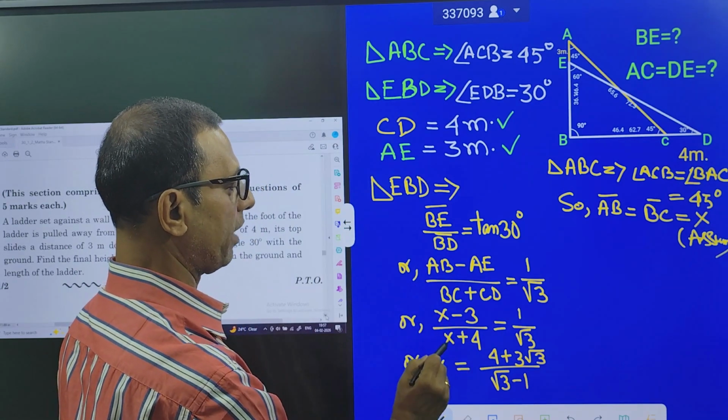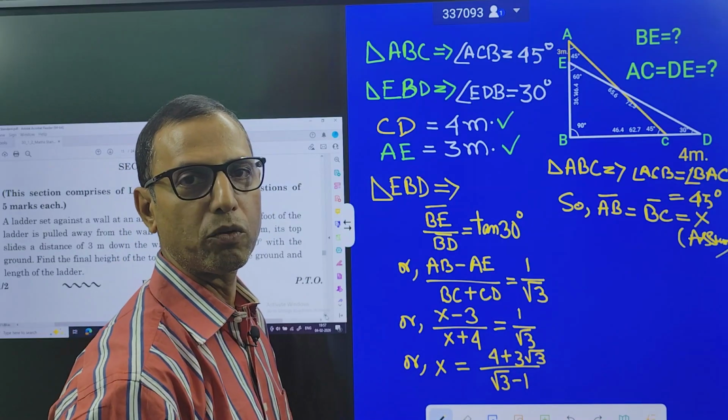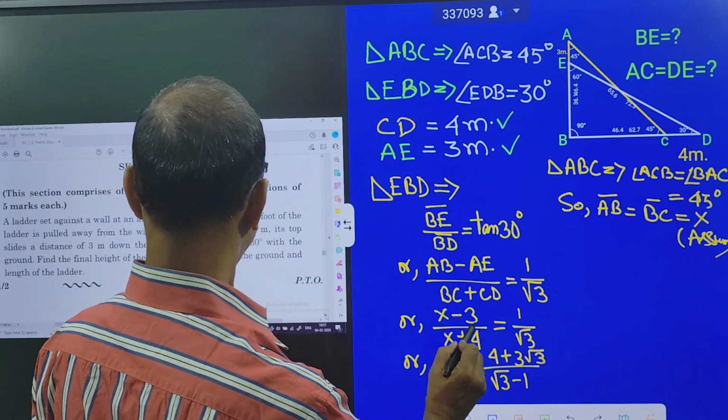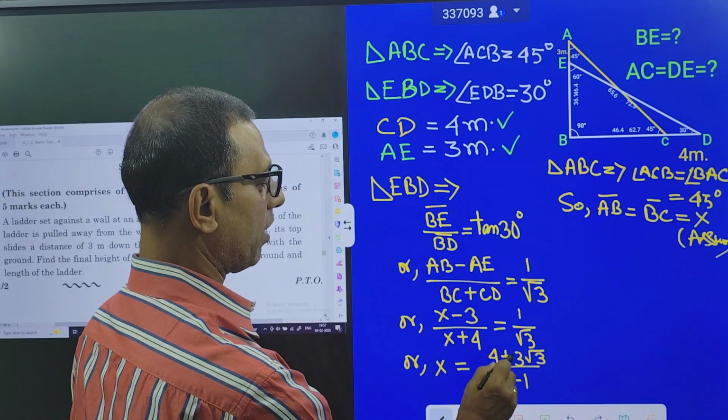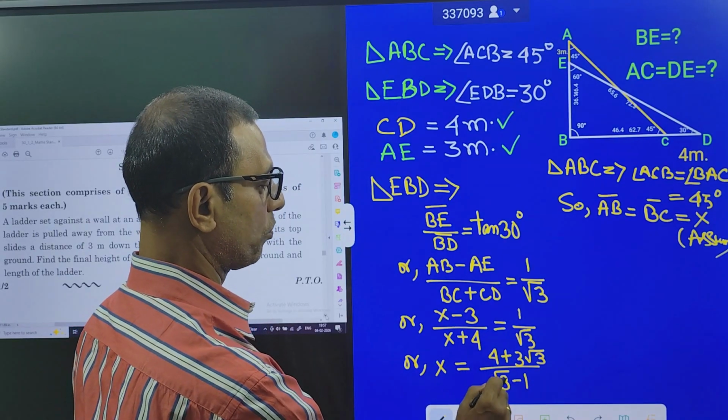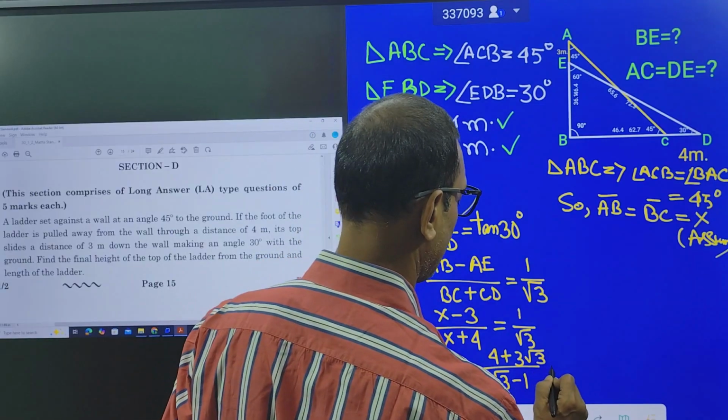X minus 3 by X plus 4 equals 1 by root 3. Okay, so if you simplify the value of X, it will come 4 plus 3 root 3 by root 3 minus 1, that is equal to AB.